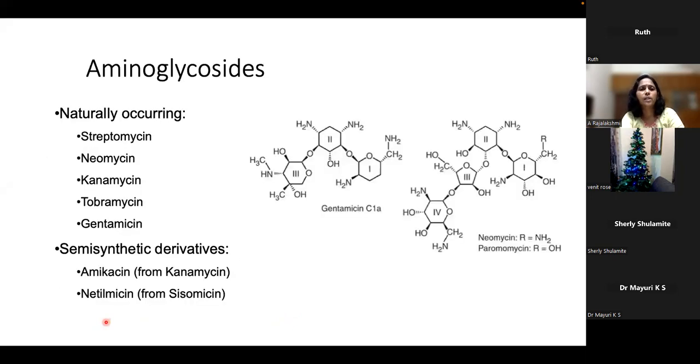Coming to aminoglycoside, we have naturally occurring aminoglycosides, of which these are important: streptomycin, neomycin, kanamycin, tobramycin, gentamicin. And we have semi-synthetic derivatives like amikacin and netilmicin.